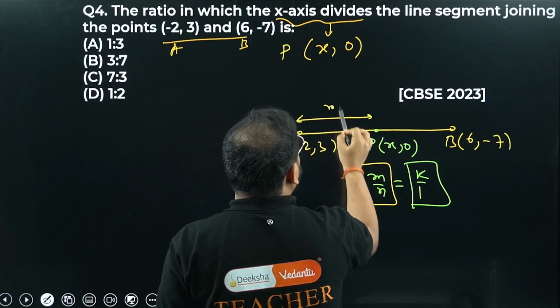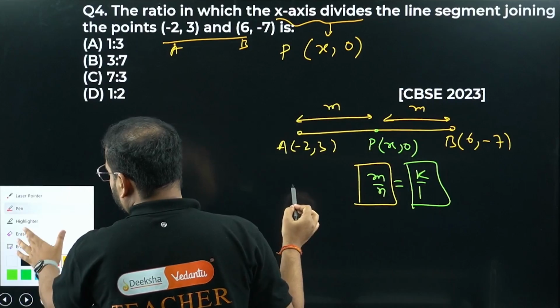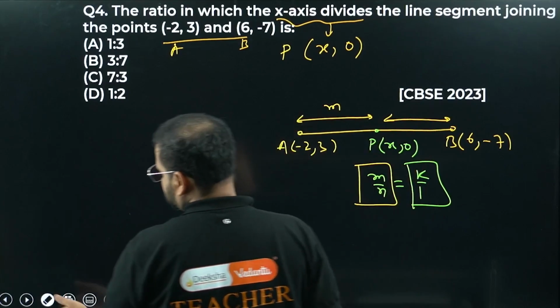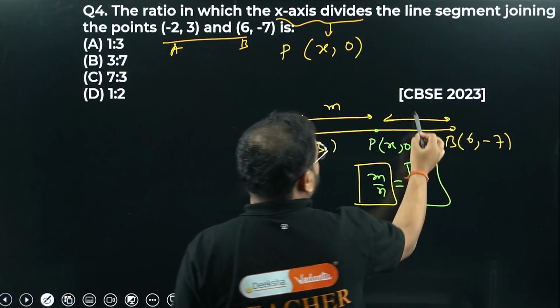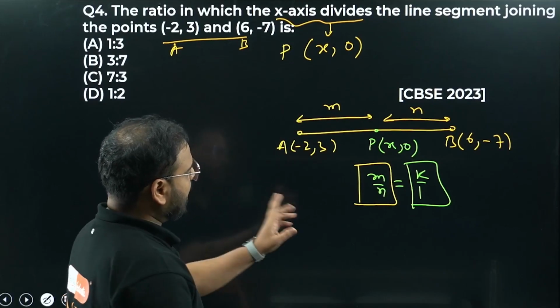This ratio is, let's say, m. This ratio is n, sir. I wrote n, but it is n, sir. N for New Zealand. M and n. Okay, great. So m and n is there.